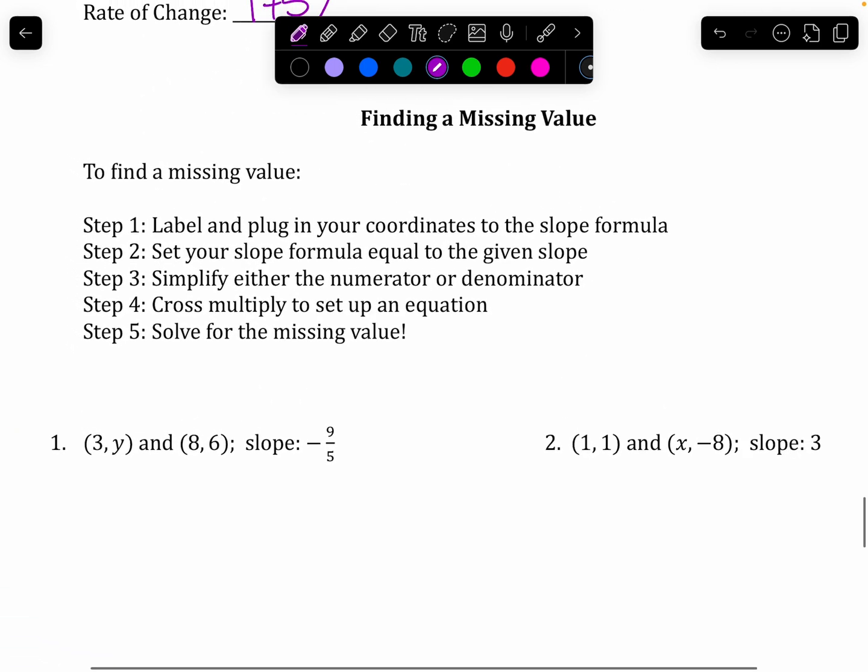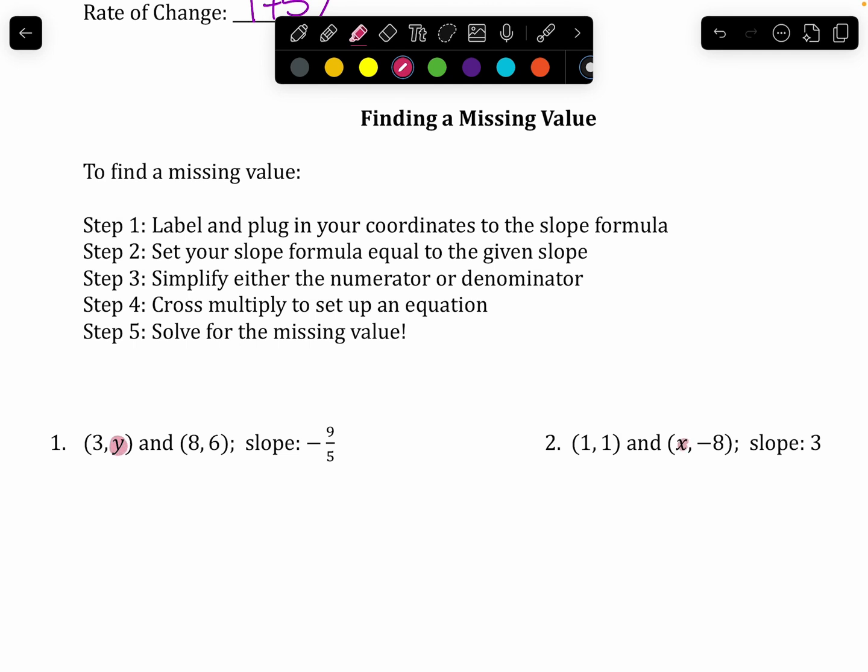Whee! All right, and then I got through this kind of fast. The last part of our notes for today is finding a missing value. This is probably the hardest thing we have, but I'm going to explain it to you to the best of my abilities. So to find a missing value, you're going to be given 2 coordinates, and you're also going to be given what the slope is supposed to be.